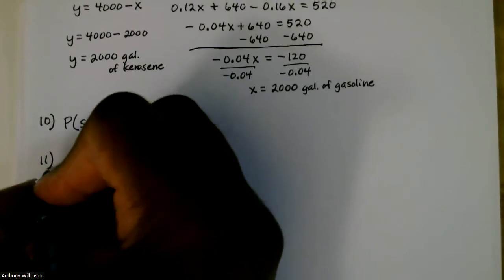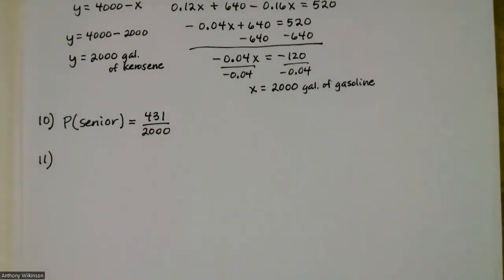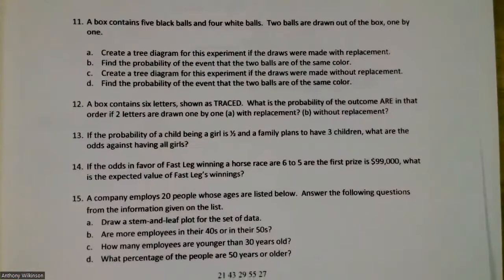This is one of those tree diagrams that you have to do here. So here is problem number 11. A box contained 5 black balls and 4 white balls. 2 balls are drawn out of the box one by one. And in part A, you're going to create a tree diagram for this experiment if the draws were made with replacement. Okay, let's start with that.